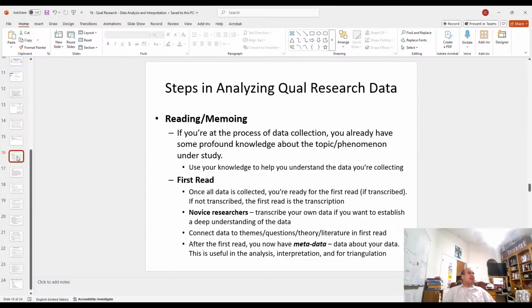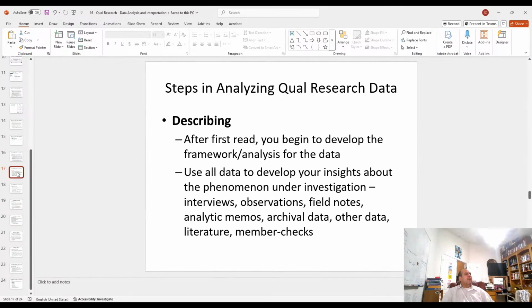Okay, steps in analyzing qualitative research. You've got to read the transcripts over and over again. You've got to become very familiar with the transcripts to know what it is that you're finding, what is in there. You've got to develop a relationship, if you will, with those transcripts. You read them once, it may give you some direction of how you're going to code. But the more you read them, the more you understand what this means and how you are going to write this up. How are you going to organize this?